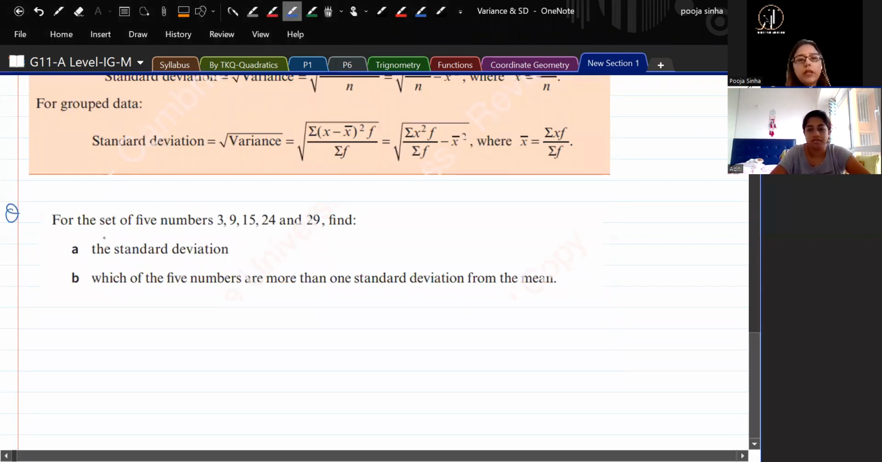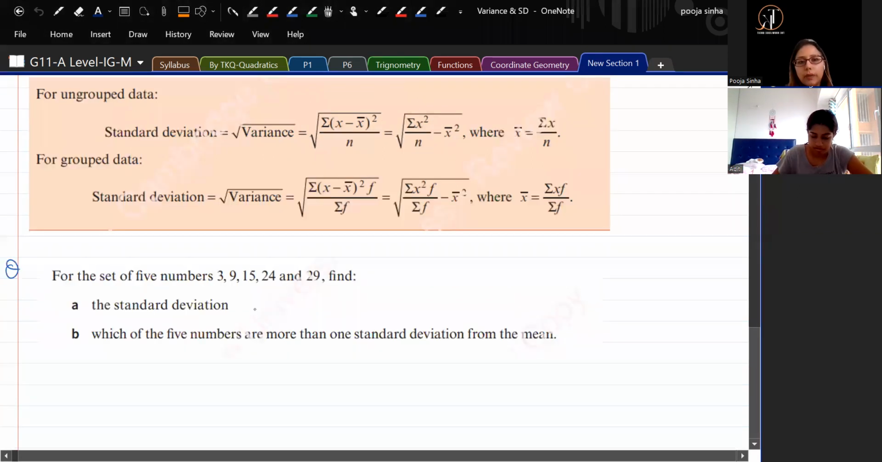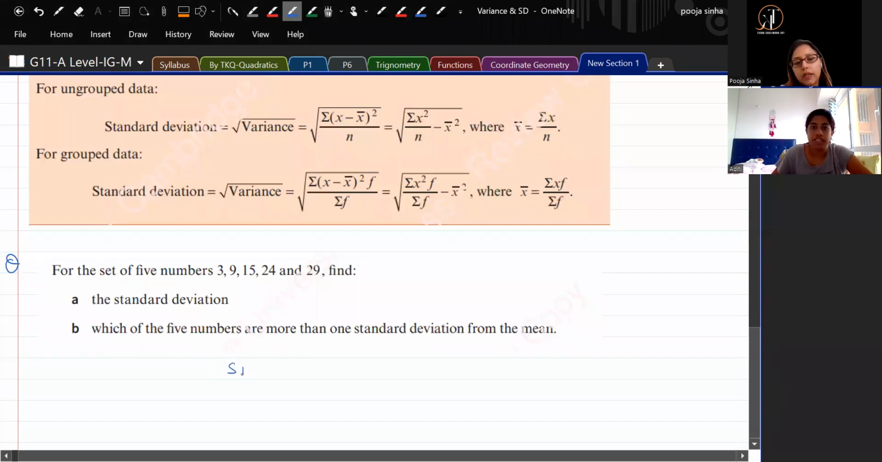What's your question? For a set of 5 numbers, now this is ungrouped data, 3, 9, 15, 24, and 29, find the standard deviation. So what is the formula for standard deviation for ungrouped data? Standard deviation is equal to the square root of variance, which is basically equal to the square root of summation x squared divided by n minus summation of x divided by n, the whole square. Okay, so you can either use this way, x minus x bar whole square, or you can use it like this one.